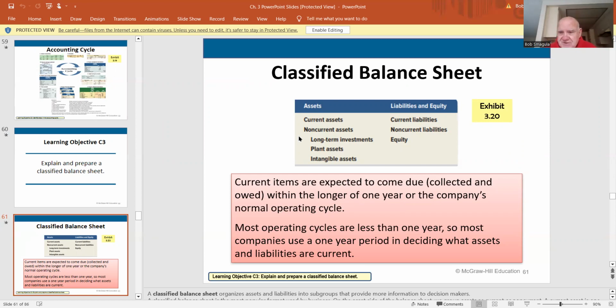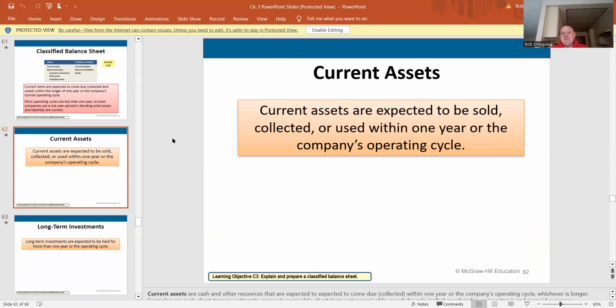We're going to have something called current assets and non-current assets, and maybe long-term investments, plant assets, better known as fixed assets, intangible assets. Oh my goodness. And then on the liability side, we'll have current and non-current liabilities, okay? Let's see how well they present this for us. A current asset is one expected to be sold, collected, or used within 1 year of the company's operating cycle. 1 year. We sell something to a customer, and the deal is he's going to pay us in 30, 60, or 90 days. That is a current asset.